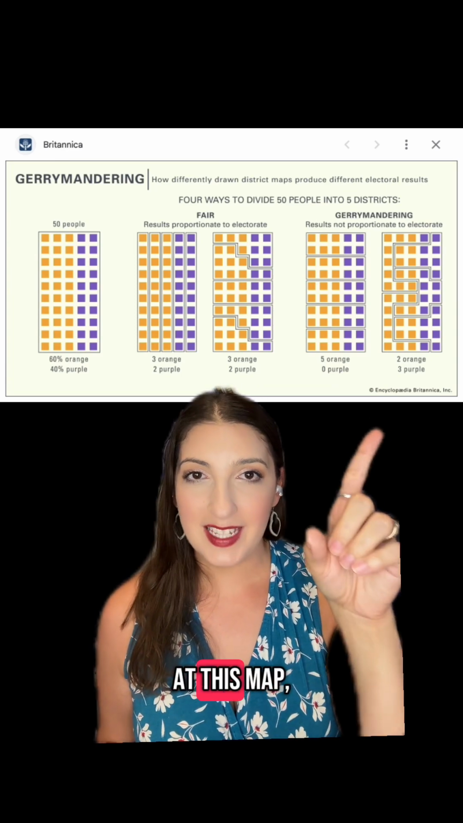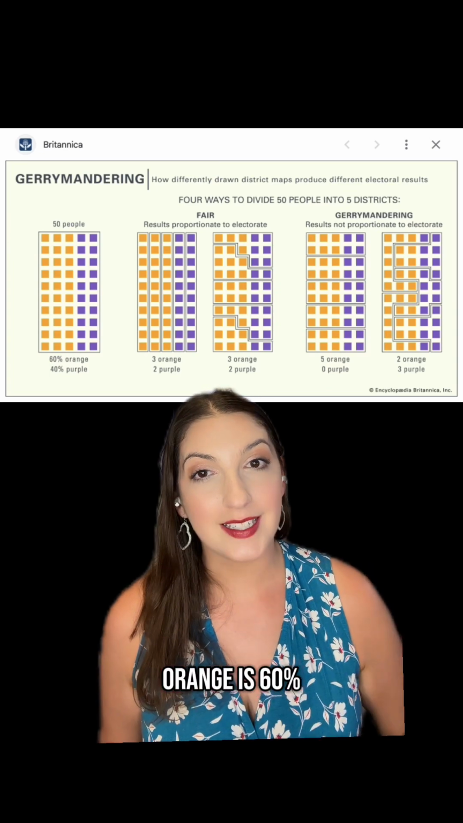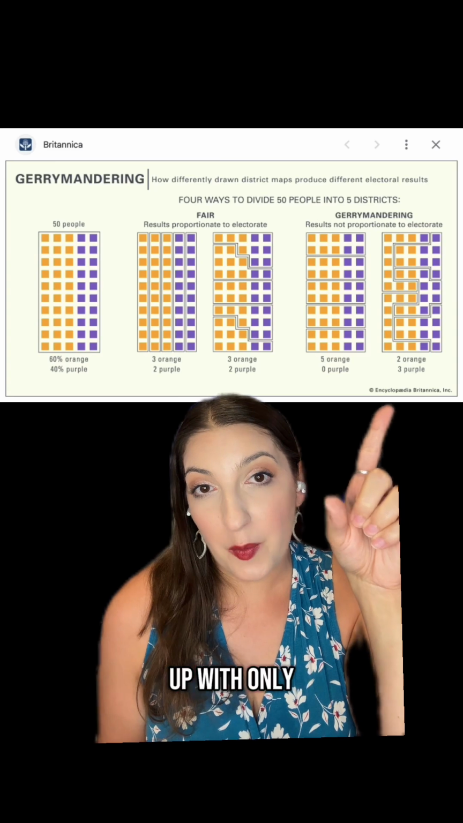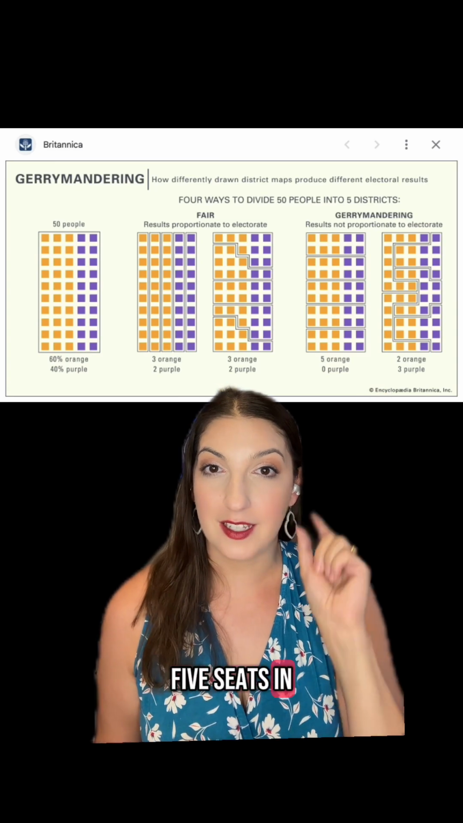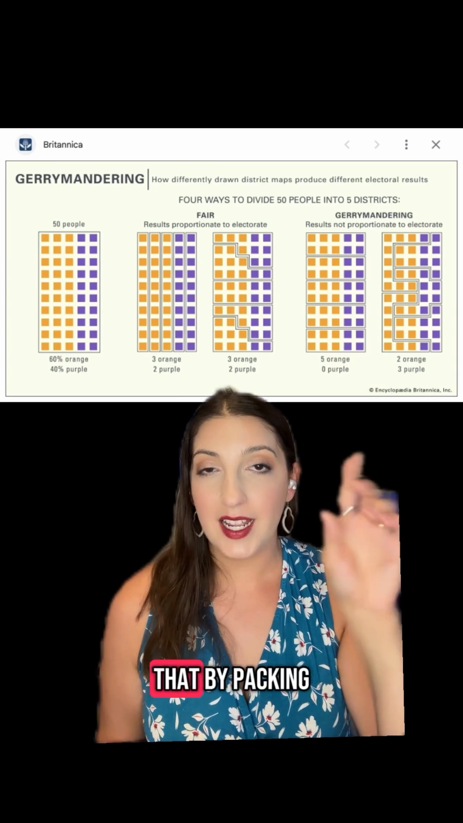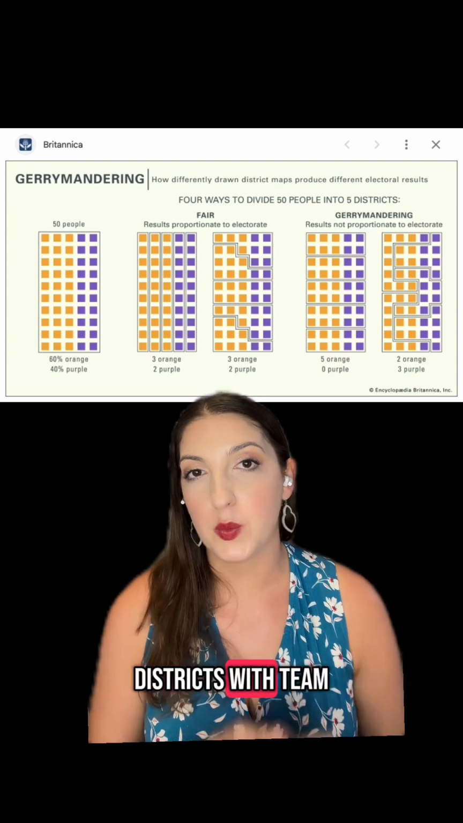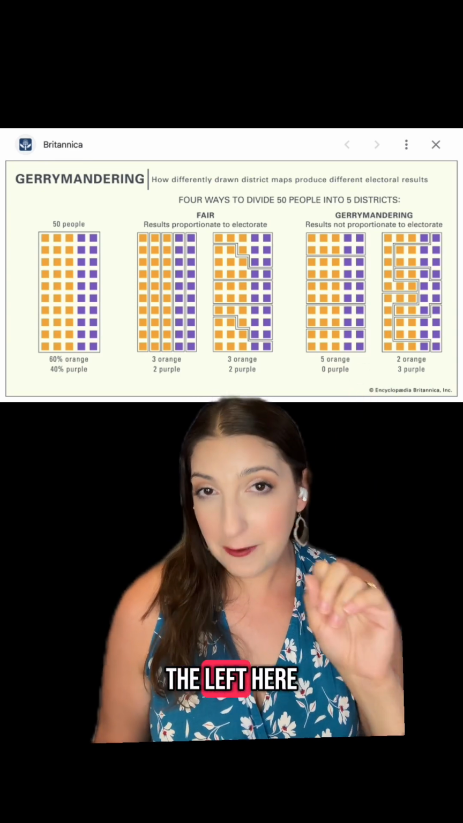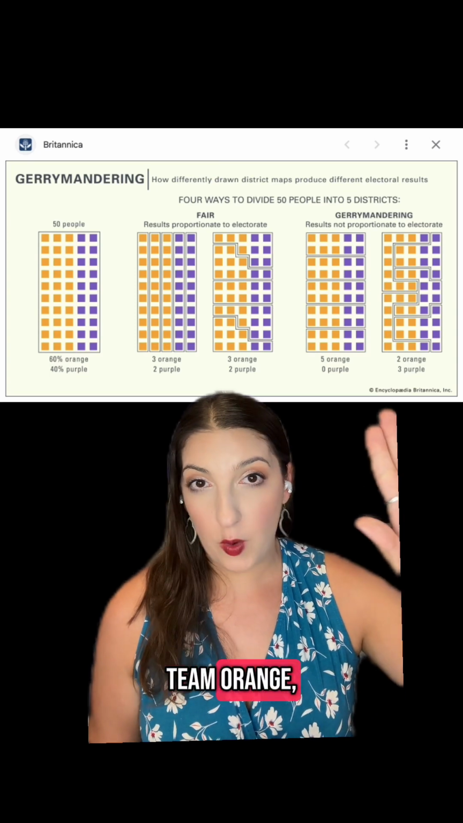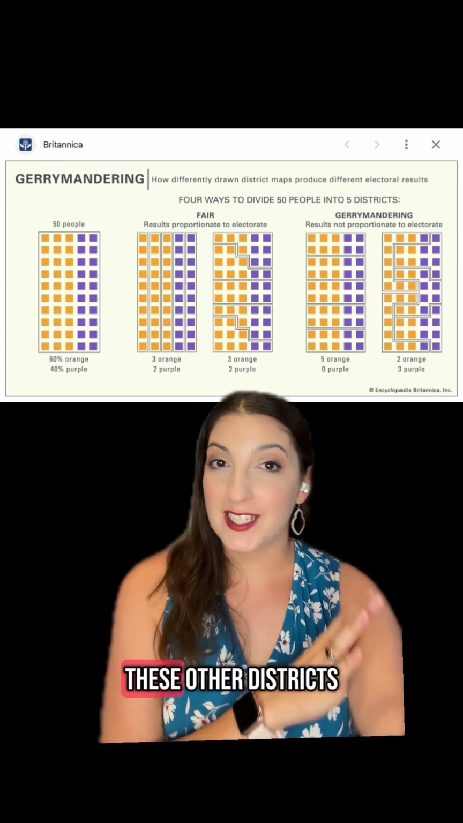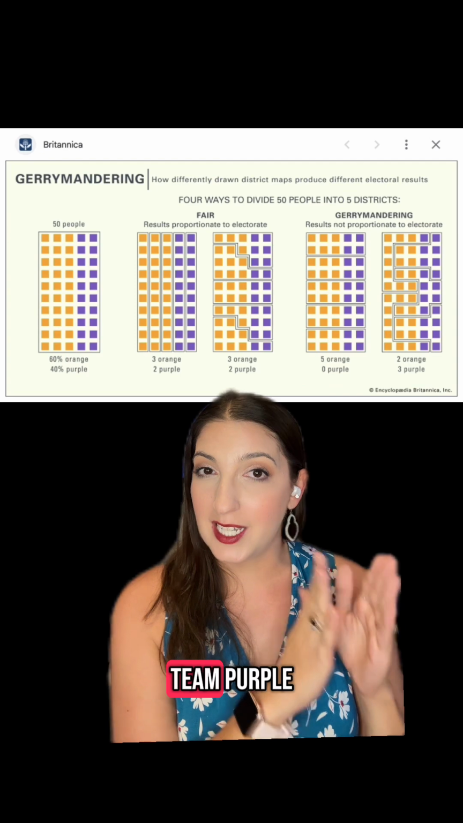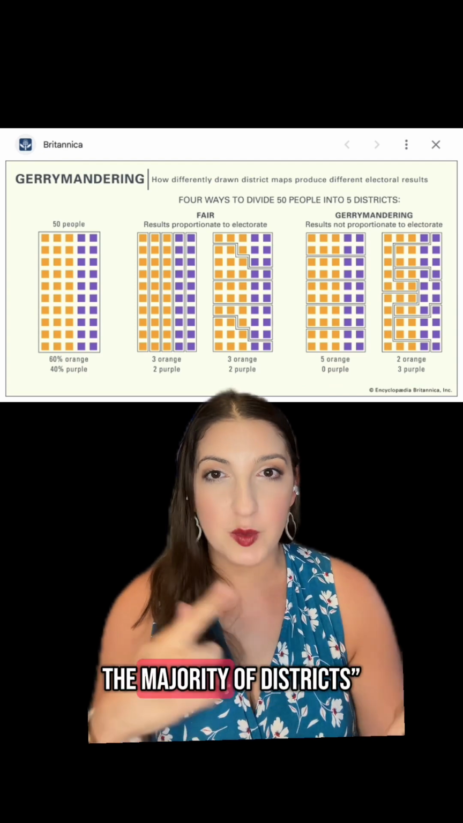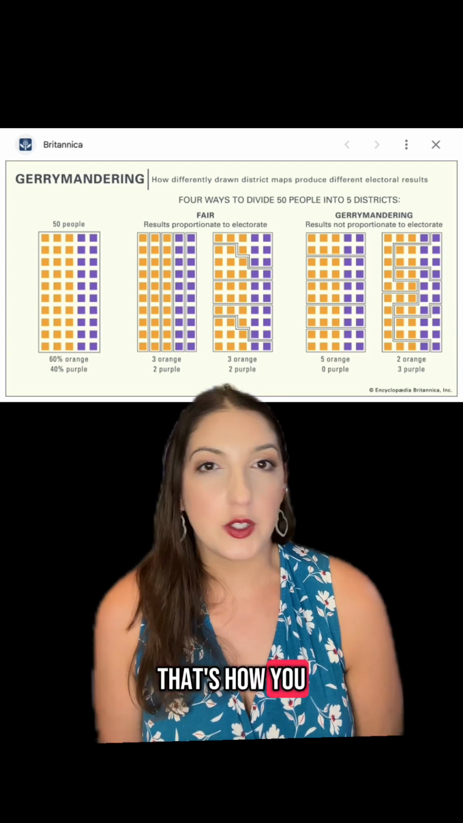Now, it gets a little more difficult if you're in the minority, but far from impossible. If you take a look at this map, even though Team Orange is 60% of the electorate, Team Orange ends up with only 2 of the 5 seats in the legislature. And they do that by packing districts with Team Orange people. You can see the 2 that are kind of C-shaped on the left here. They are all Team Orange. And that way we can have these other districts where the minority, Team Purple, is actually the majority of districts. That's how you crack and pack.